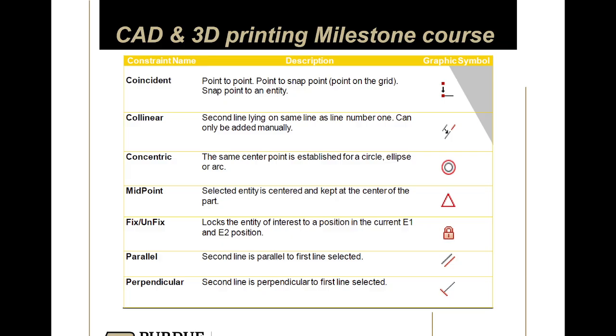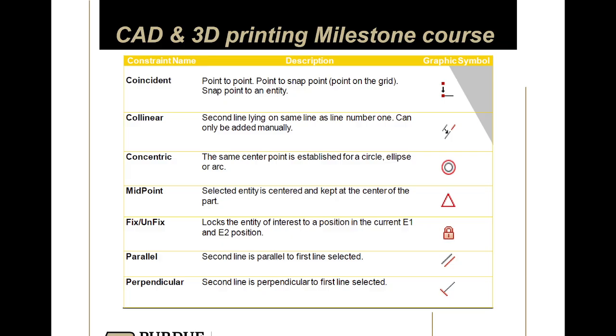Coincident's kind of a new one if you haven't CADed before, but it's mostly just merging two points, or a line and a point, together. It's making two things on top of each other, which can be useful. Collinear is taking two lines and putting them on the same line. Concentric is nice, making all the circles centered at one point. And then there's other stuff.